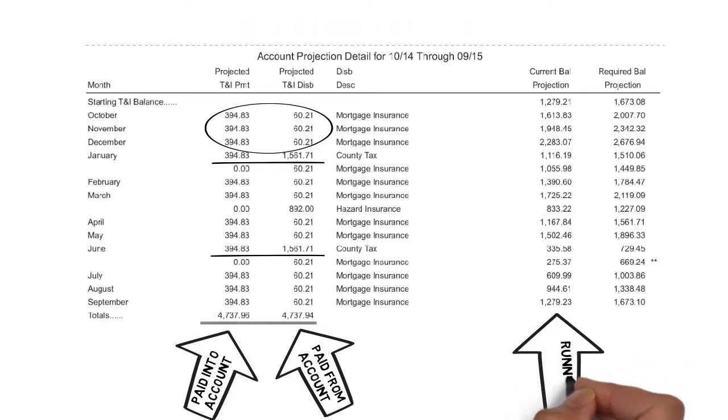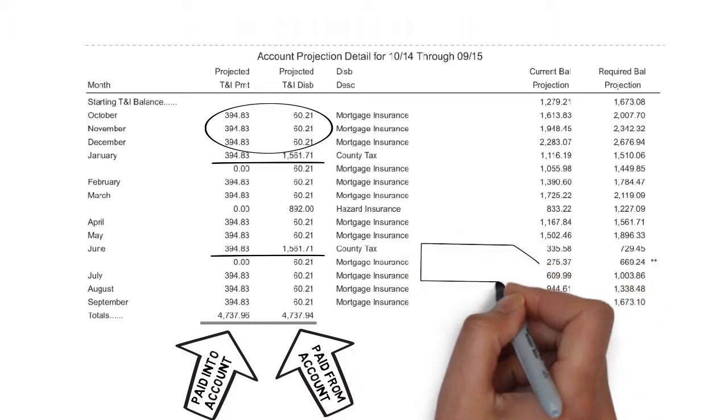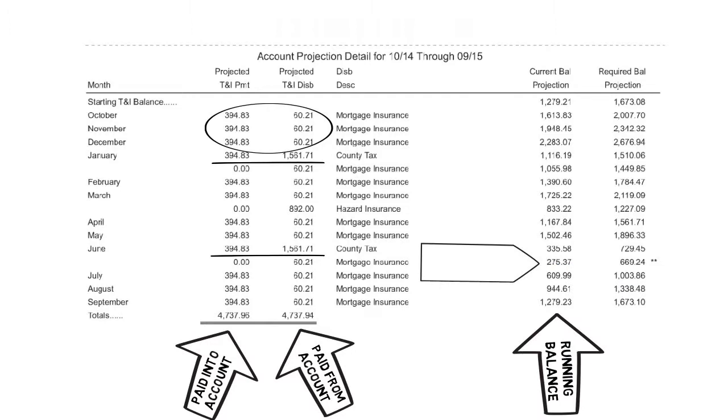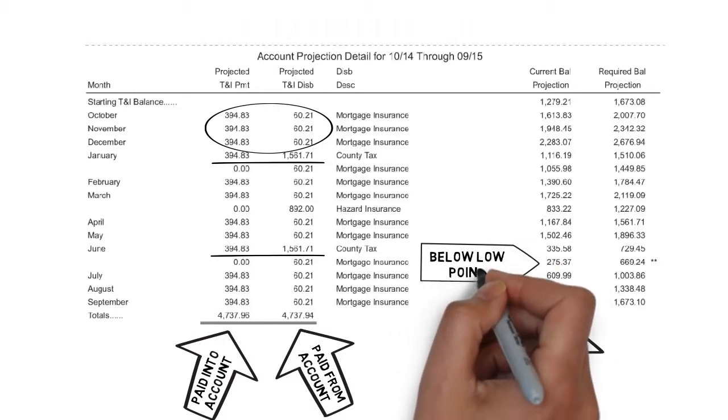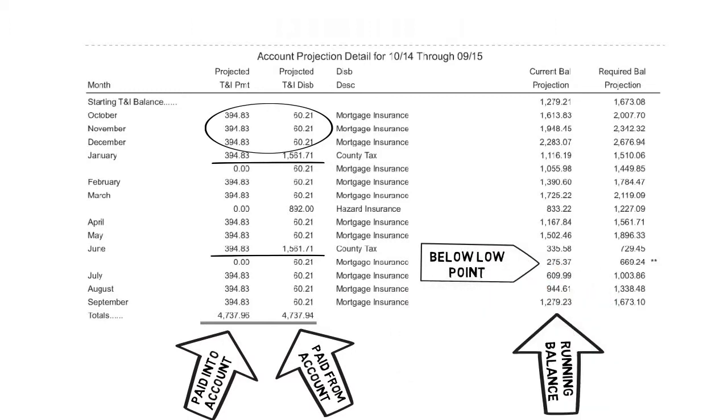On the far right column, we're just seeing the running total of the account, along with the required balance to keep the account accurate. You'll notice that in June, the account dips down to only having $275 in it. Remember the low point we talked about before? That's well below the low point, which we'll see on the next page.